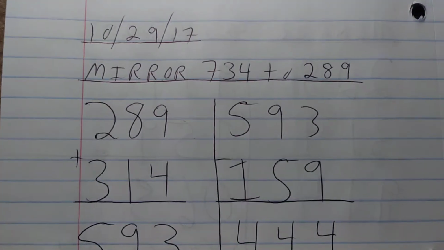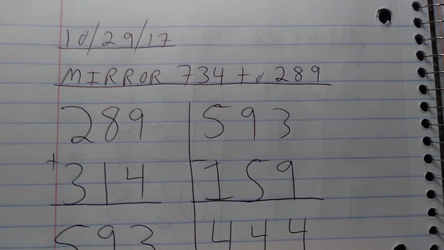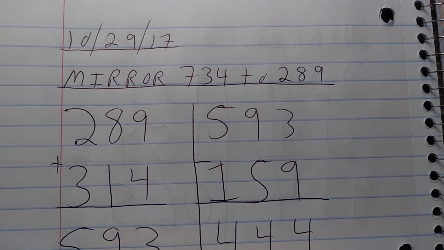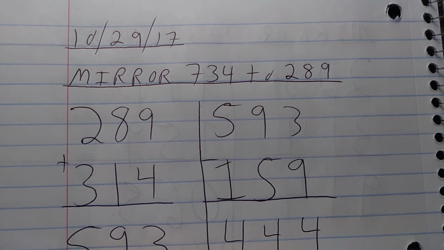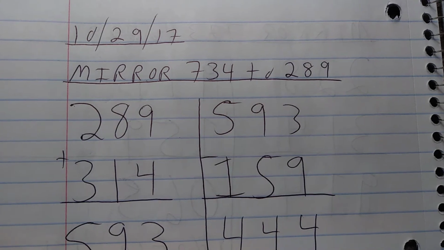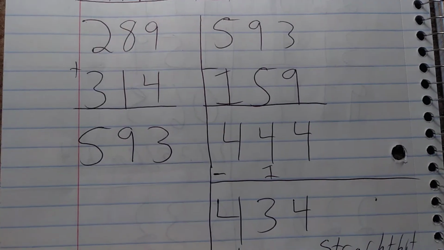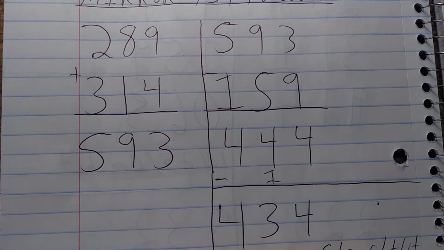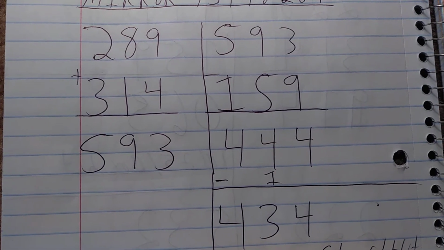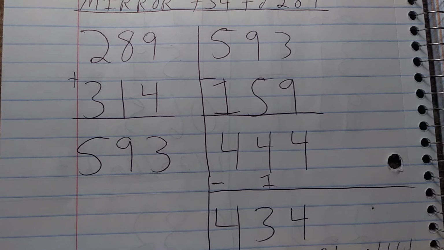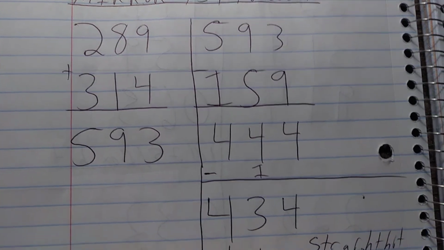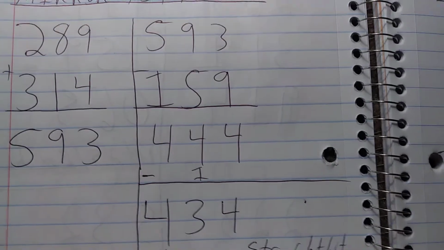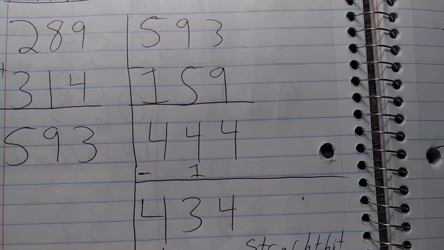Okay, and then on October 29th, 734 hit, so you're going to take 734, mirror that one to 289. 289 plus 314, 9 plus 4 is 13, keep the 3. 8 plus 1 is 9. 8 plus 1 is 9, and then 2 plus 3 is 5. So 593. You're going to take 593 minus 159.